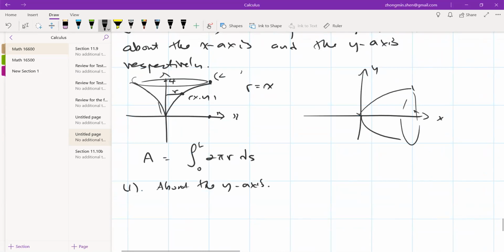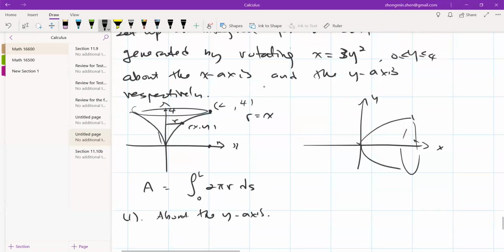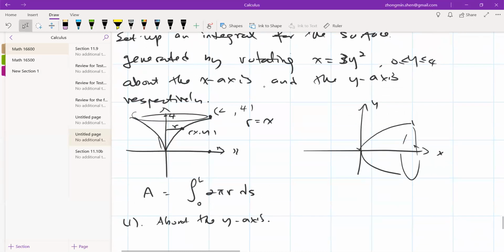When y is 4, I think our equation is x equals 3y squared. So when y is 4, 16 times 3. 6 times 3, what? 48? Yeah, 48. Okay, so it's the same, 48.